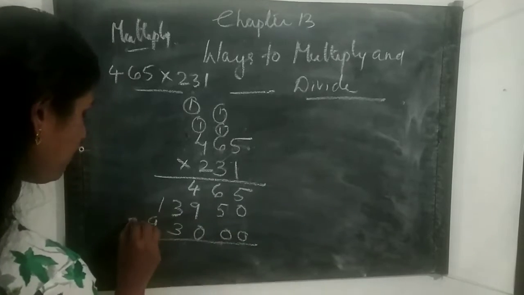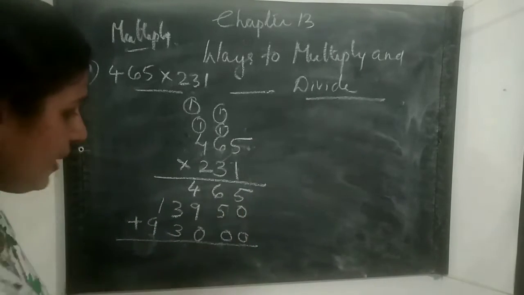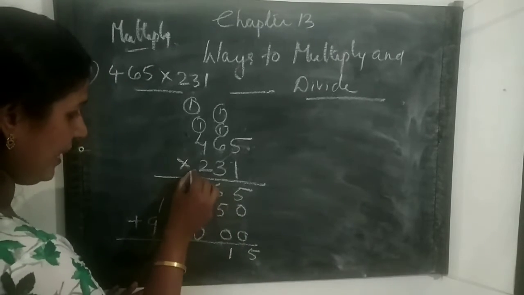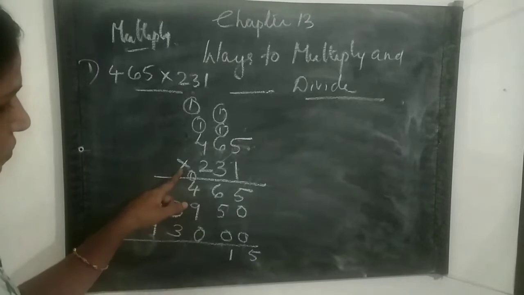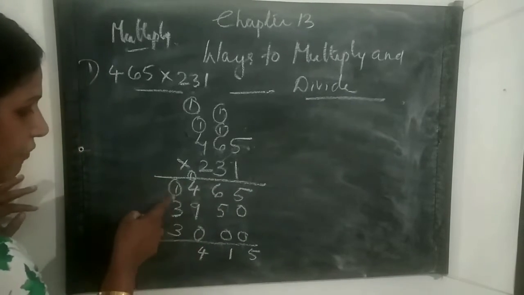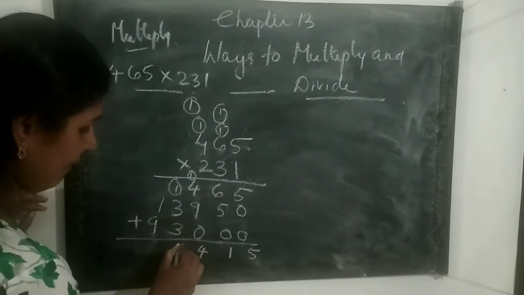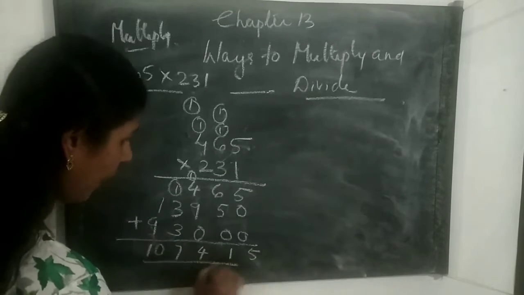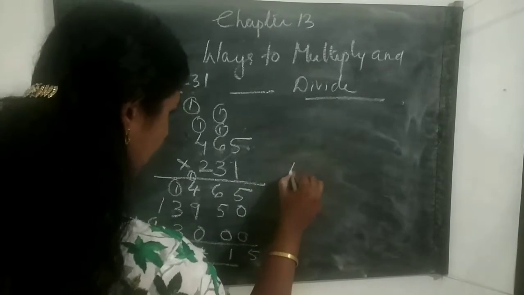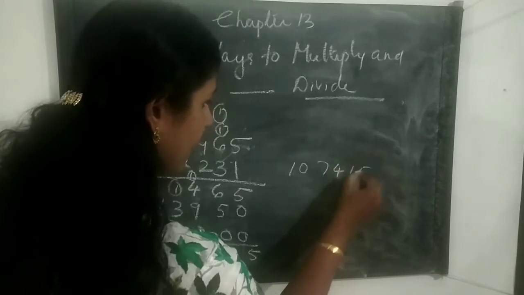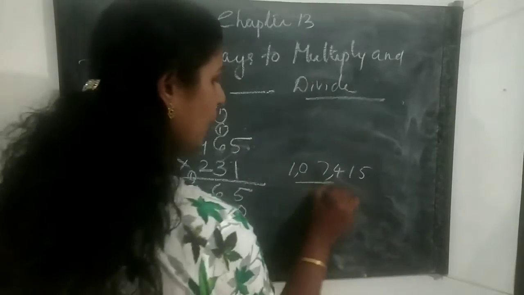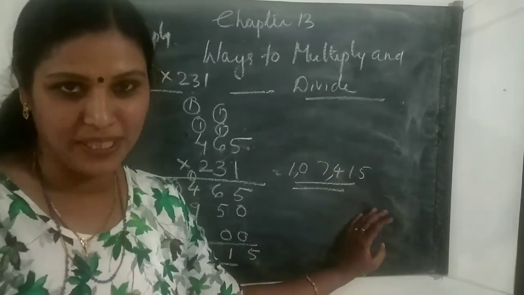The next step, as usual, is addition. Here we write 5. Here 6 plus 5 is 11, carry over 1. Then 9 plus 1 is 10, 10 plus 4 is 14, here we write 4 and carry over 1. Then 1 plus 3 is 4, 4 plus 3 is 7, 9 plus 1 is 10. So our result is 107415. Put a comma: 1,07,415. Understood?